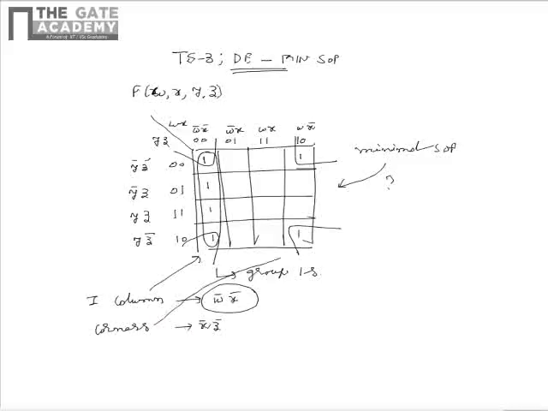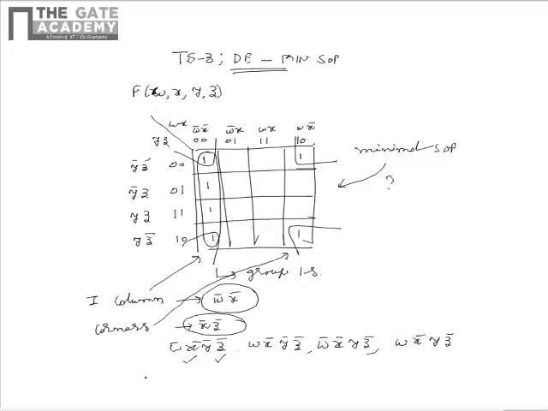Similarly, the corners correspond to the term x bar z bar. This is because the corners have the values w bar x bar y bar z bar, w x bar y bar z bar, w bar x bar y z bar and w x bar y z bar. So from this we can see that the only common terms in all these 4 are x bar z bar, hence the corners can be represented as x bar z bar.